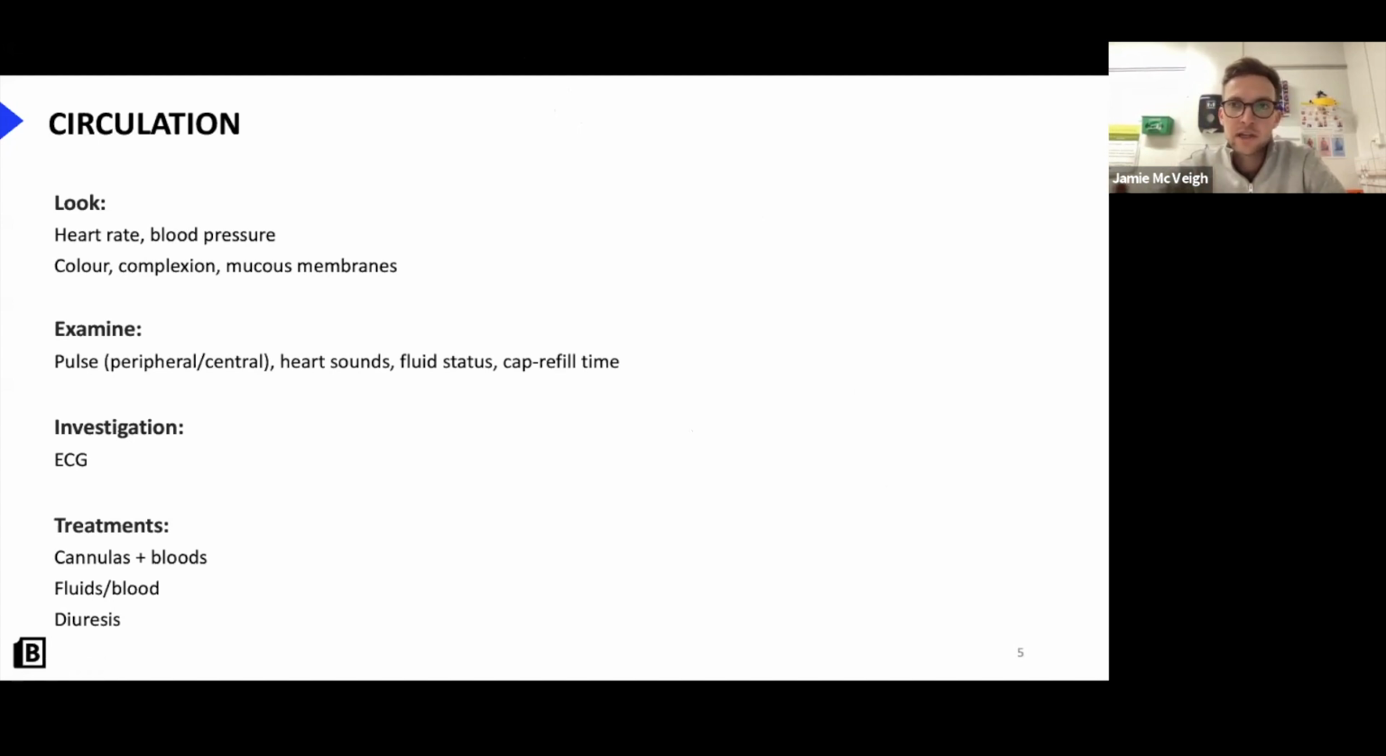Have a look at the patient. Do they look really pale? Have a look at their hands. Are they pale? Looking at their mouth for dry mucous membranes. And then examine them. So have a good feel of their pulse. Is it regular? Is there a peripheral pulse, or can you only feel it centrally? A bit worrying if you can only feel it centrally. What's their fluid status? If they're hypotensive and tachycardic, then they're likely to be underfilled.